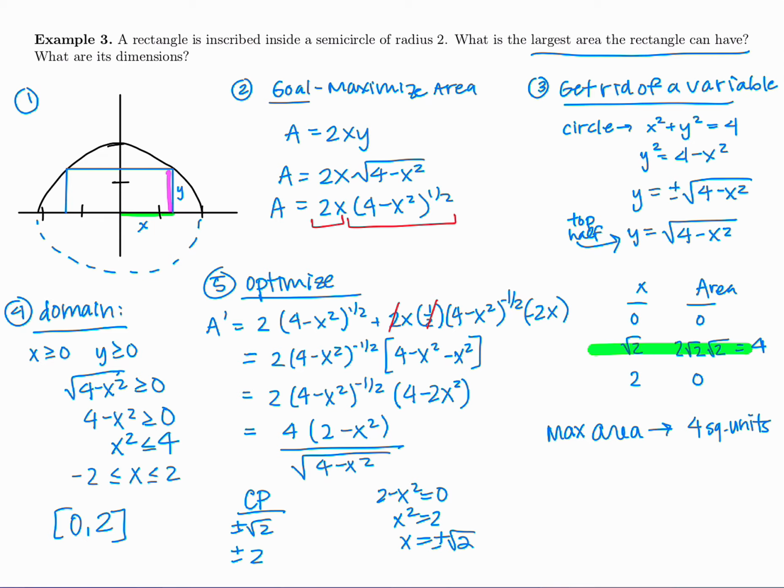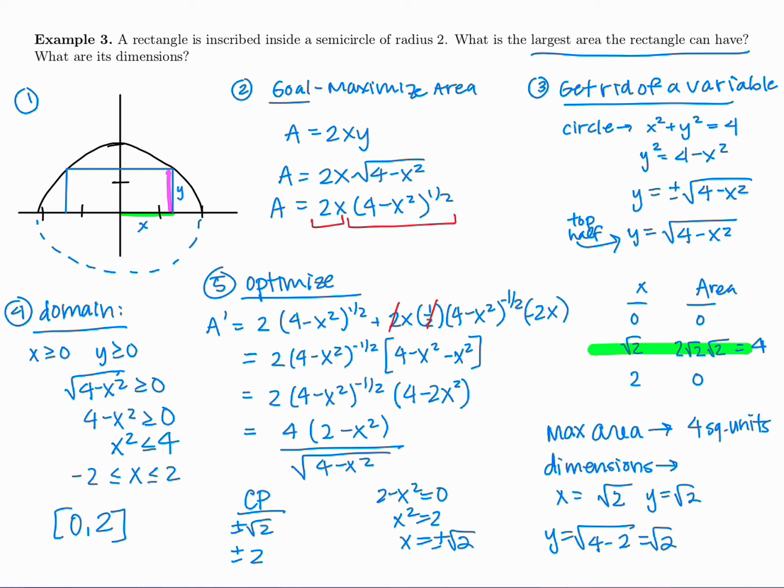And then the second thing is, what are the dimensions? Well, we found the x value was square root of 2. Square root of 2 is the x when the maximum area happens. To get the y, we can just come back up here where we solve for y. So that would be y equals the square root of 4 minus, well, let's see, what was my x? Oh, square root of 2. Plug in the square root of 2 right here. So square root of 2 squared is 2. So this is square root of 2. So my x equals square root of 2 and my y equals square root of 2.